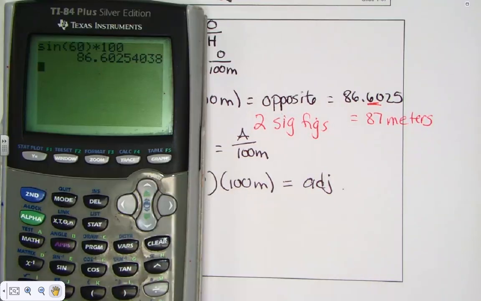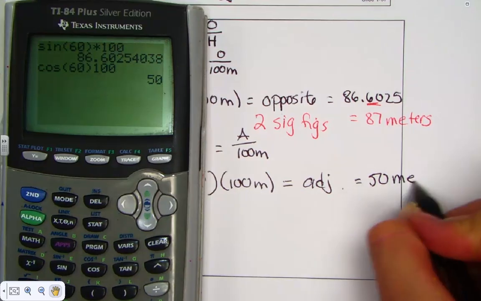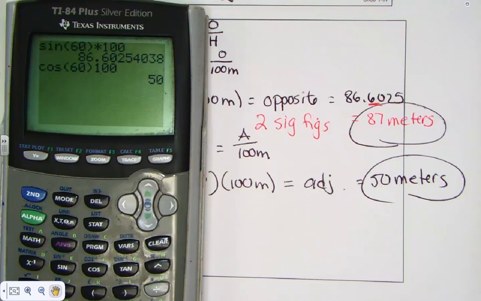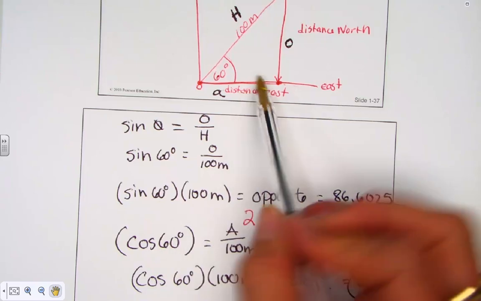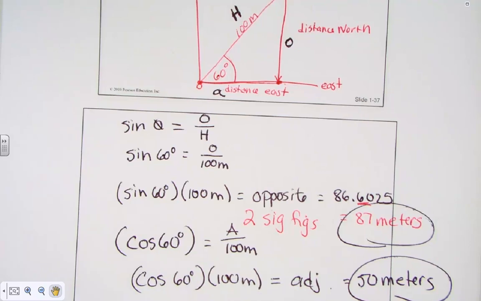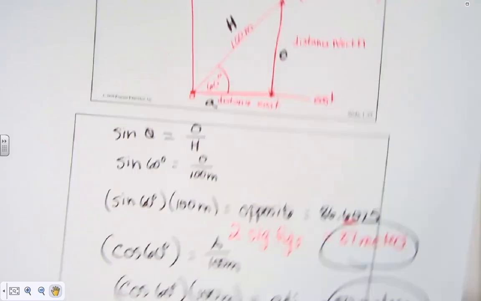Let's hit together. Cosine 60 times 100 meters gives us a value of 50. 50 meters is the correct number of significant digits, and there's our answer. We use trigonometry to find opposite and adjacent sides, knowing the hypotenuse and knowing the angle called theta, 60 degrees. Easy enough, my friends.